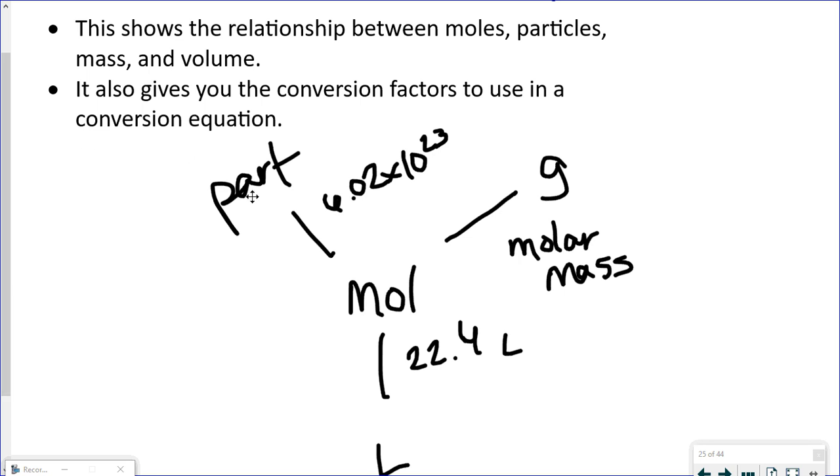So say you're given particles and you need grams. Well, you're going to have to go from particles to moles and then moles to grams. So it's always going to be that in-between step, but your first step is always going to be to get to moles if you're not given moles. So let's look at how we're going to do some of these multi-step problems.